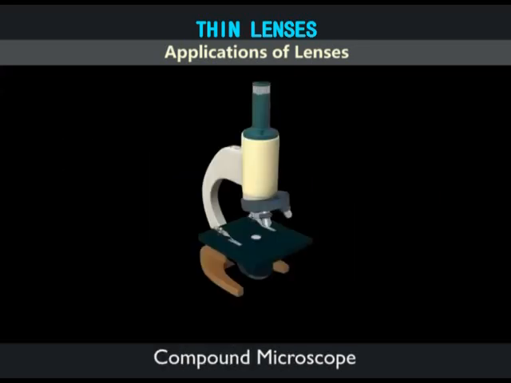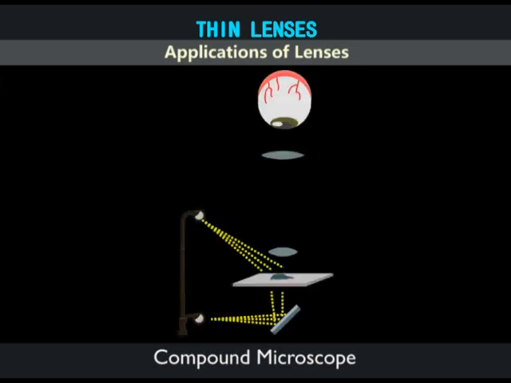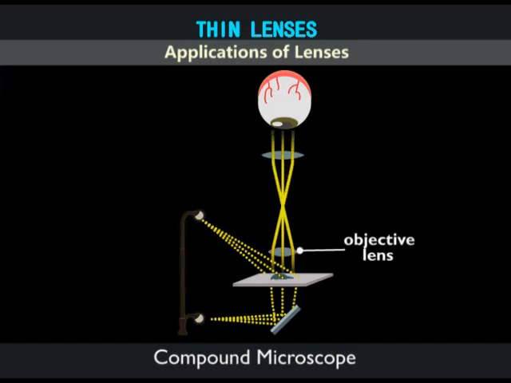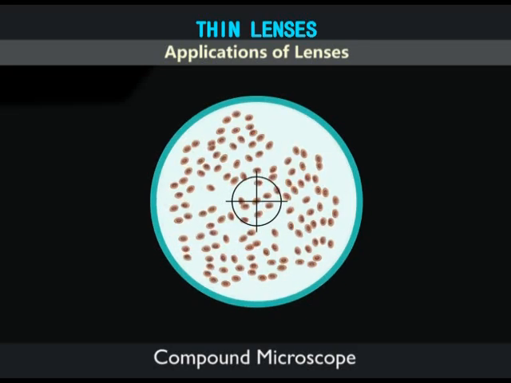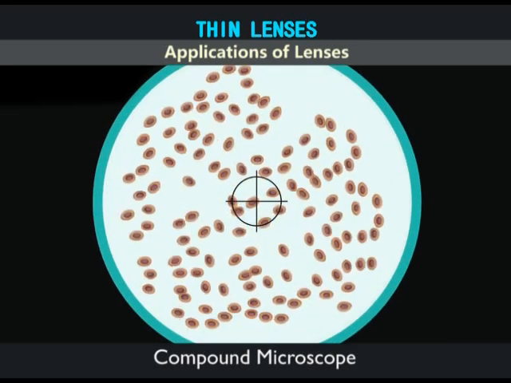However, microscopes used in schools and other laboratories are compound microscopes. They use at least 2 lenses to produce a magnified image. There is a lens above the object called the objective lens and another lens near the eye called the eyepiece or the ocular lens. Most compound microscopes can magnify objects by 10, 20, 40 or even 100 times.